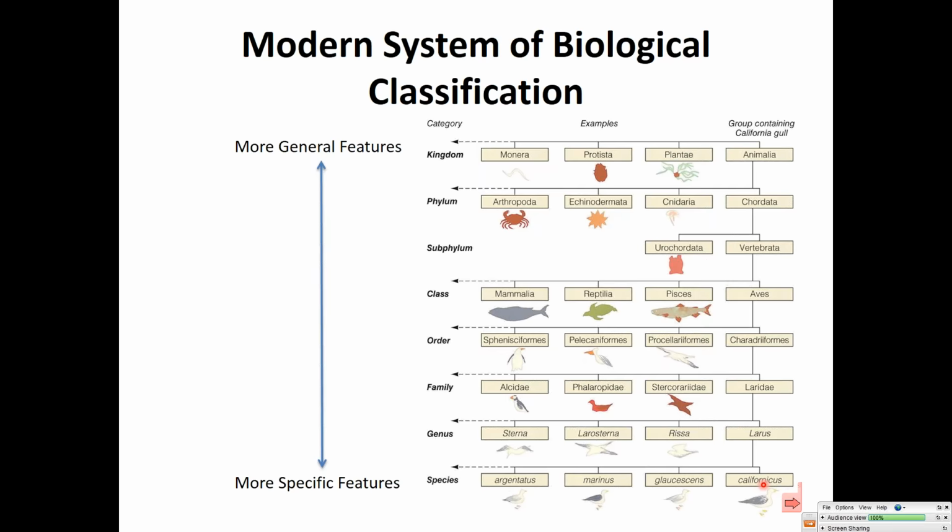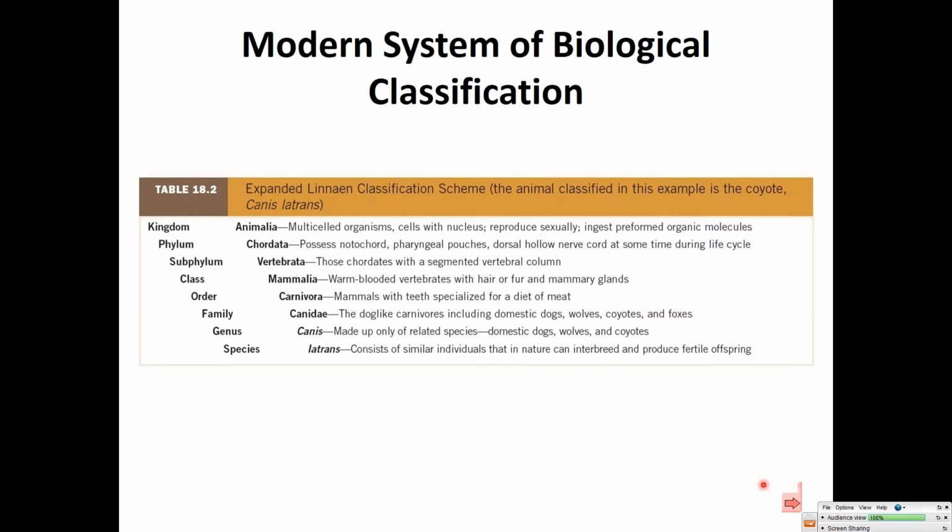So here's an example of the natural or Linnaean classification of a particular species, a coyote, right? So you have the kingdom, phylum, subphylum, class, order, family, genus, species. And so the kingdom is Animalia. So this is a multicellular organism. Cells have a nucleus, the eukaryotes, they reproduce sexually, and they ingest preformed organic molecules, also known as food, right?